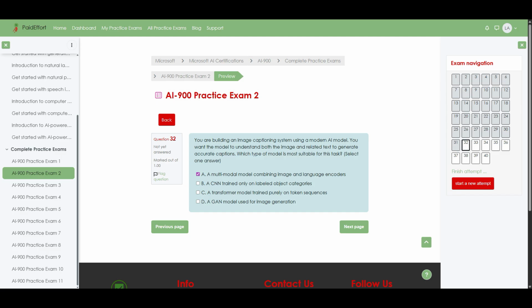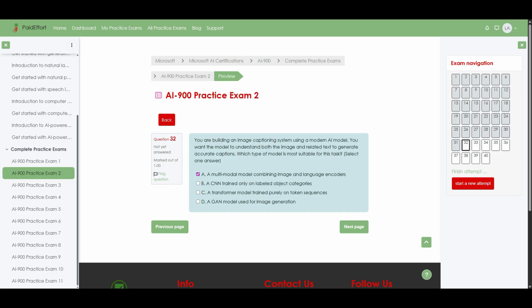Meanwhile, a CNN trained only on labeled object categories can classify what's in an image but lacks the ability to describe it using natural language, so it falls short for captioning tasks. Likewise, a transformer model that's trained purely on text sequences is powerful for language tasks, but it doesn't process visual inputs. This makes it unsuitable when image understanding is required.